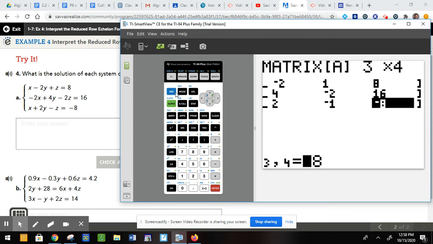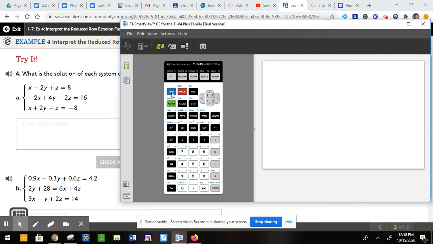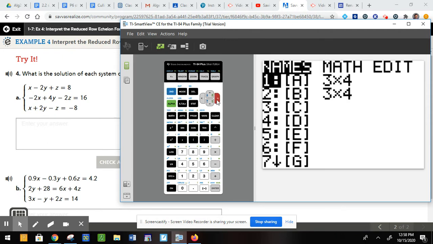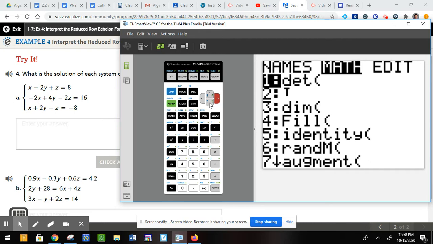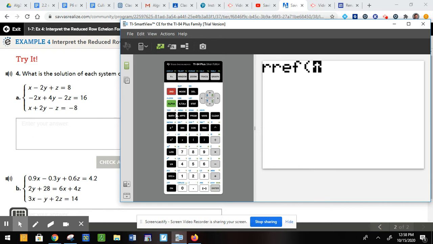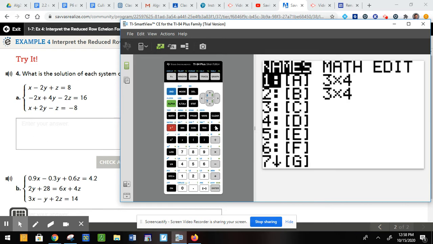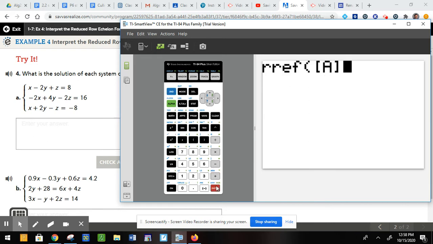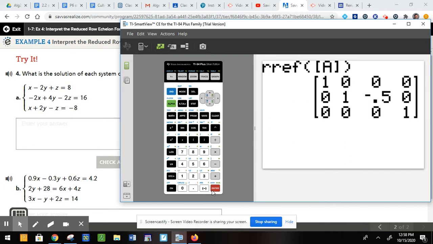All right, so then we're going to quit out. We're going to do second matrix. I forget the numbers, so we're going to have to scroll down. We're looking for that reduced row echelon form, so it's B. All right, so RREF, pull that down, and we want to do this now for the matrix that I input into A, so we'll just hit enter on that. Close the parentheses, although you don't actually have to do that. I just like to do that. And there you go.